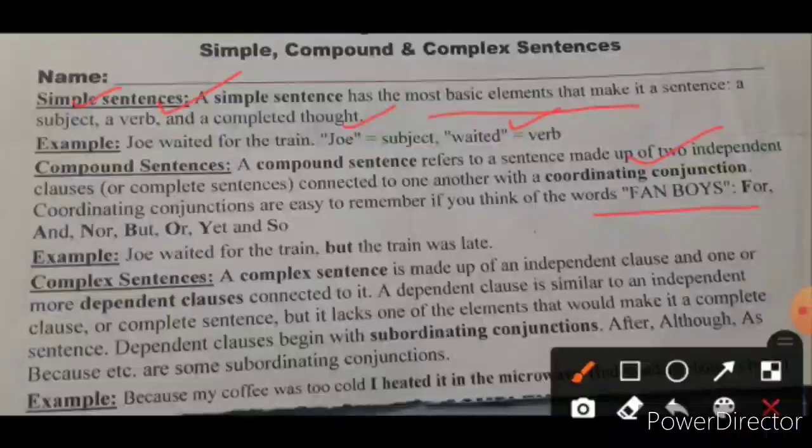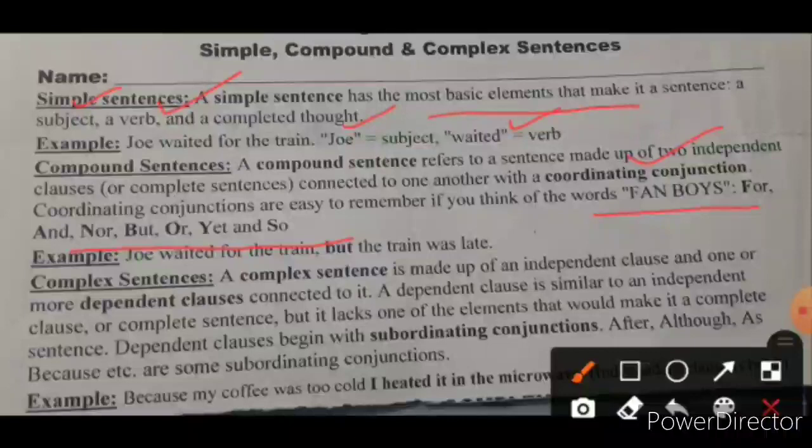F stands for for, A for and, N for nor, B for but, O for or, Y for yet, and S for so. So these words have been combined to make a certain word, FANBOYS, that is an indicator which will show you that these are the coordinating conjunctions used in a compound sentence.